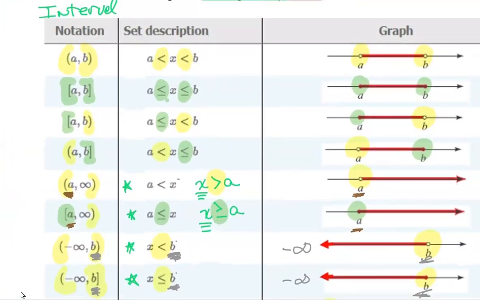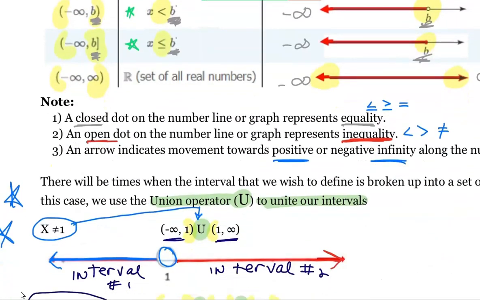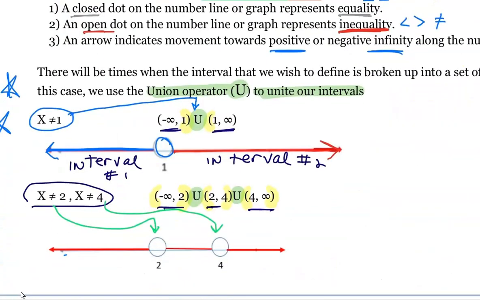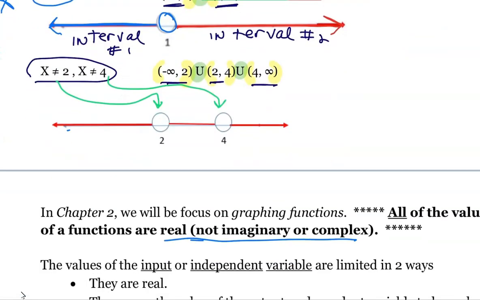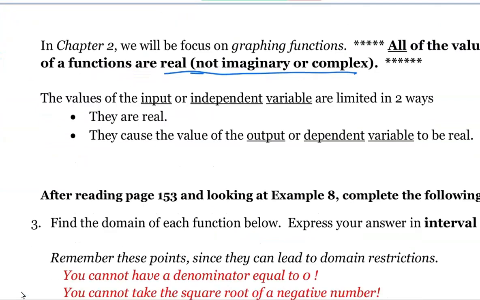Make sure if I give you a graph or set description, you can give me interval notation correctly. Okay, if I eliminate 1 or 2 values of x, make sure you understand how to use that union operator and can set it up just like I've shown you here. Again, the textbook is a good source for other examples. Okay, so in this chapter, we're going to focus on graphing. So that's going to be our big focus.